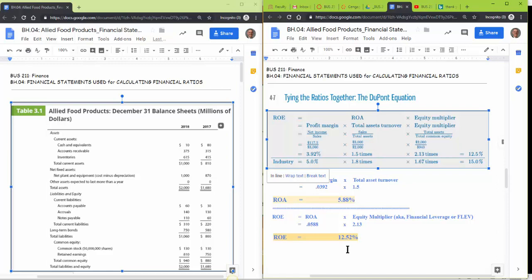To recap, the DuPont formula, or the earning power of the corporation, is comprised of three items: the profit margin, the ability to generate net income from sales; the ability to generate sales from total assets, the total asset turnover; and the smart use of financial leverage or debt.